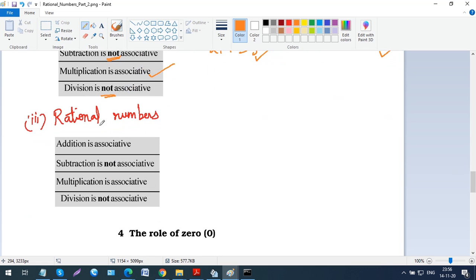Now come to the rational numbers. The same law, the same property follows here also. Addition and multiplication are associative.